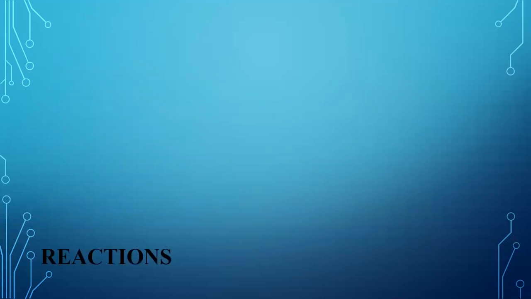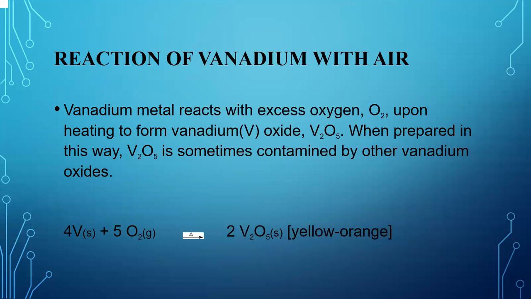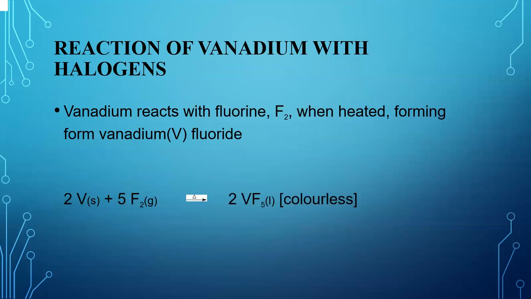Next, there are some reactions of vanadium with other compounds. Reaction of vanadium with air. Vanadium metal reacts with excess oxygen upon heating to form vanadium oxide. When prepared in this way, V2O5 is sometimes contaminated by other vanadium oxides, and the reaction of vanadium with air is given below.